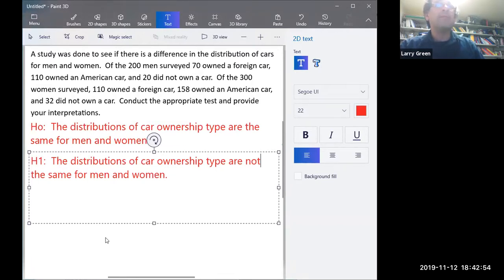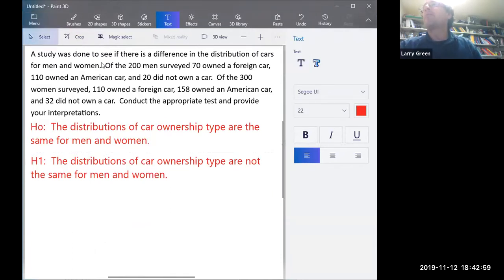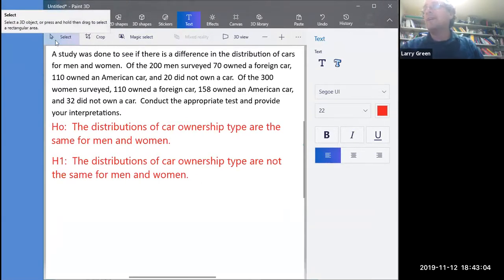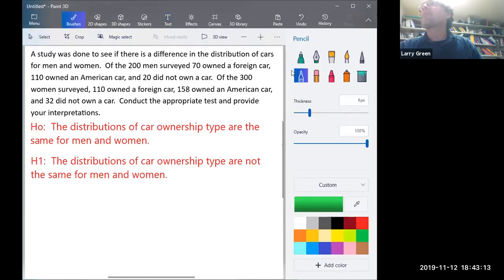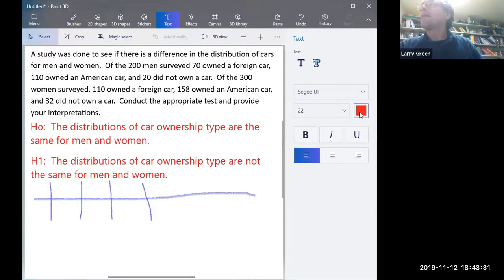Okay, we don't have observed and expected this time, but what we do have is we still can draw a table. And one of the things that is going to be consistent tonight is tables. Everything is going to be table-based. So I'm going to go and draw a table. And in the table, I'm going to have the men. And the men's values were 70 for the foreign, 110 for the American, and 20 for no car.